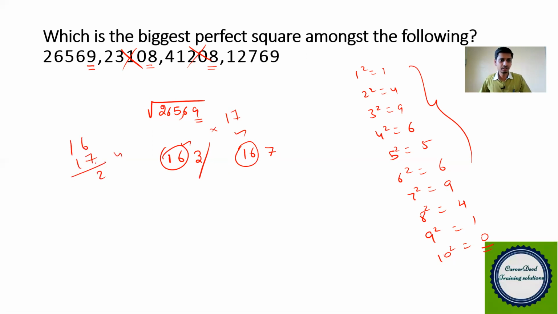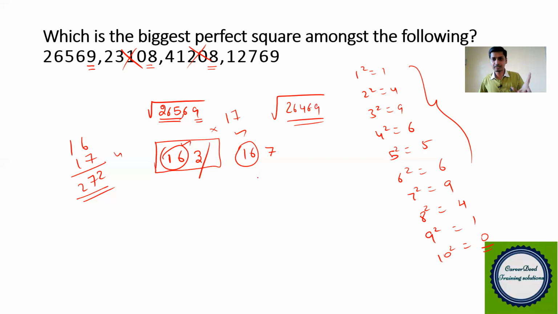6 into 7 is 42, carry 4. And you get 13, 13 plus 4 is 17, so it is 272. Now 272 is the number which you obtained by multiplying. This 272 is greater than 265, right? So you have to choose the lesser number, 163. 163 gives 26569. Even now we don't know whether it is a perfect square or not, because even if you have 26469, this will also give the same number, 163, as the answer. So you have to multiply and check.